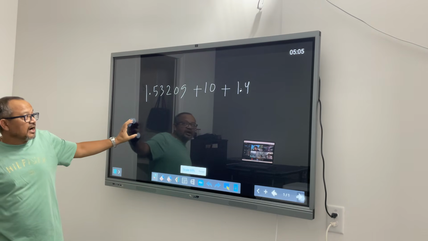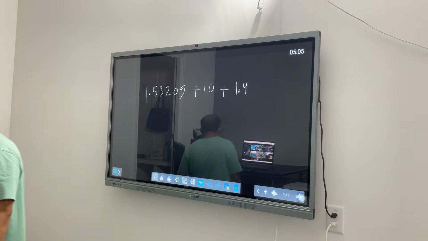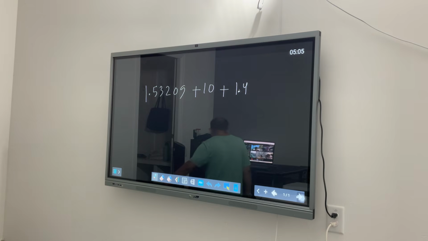Solve this problem real quick. I want you guys to add these three numbers. I'll be back in a minute. Yes, Mandeep. My answer is 12.9. Okay, we'll see. We'll give 30 more seconds to everybody else.